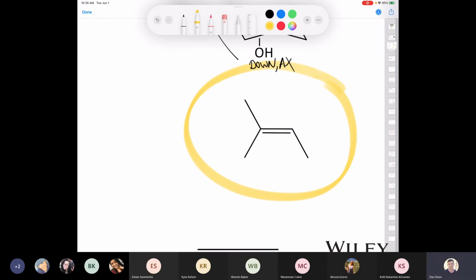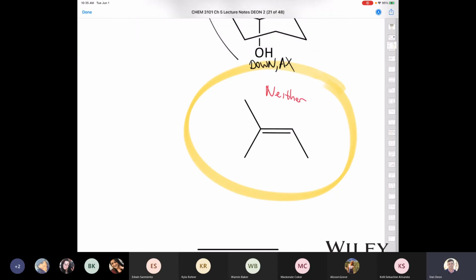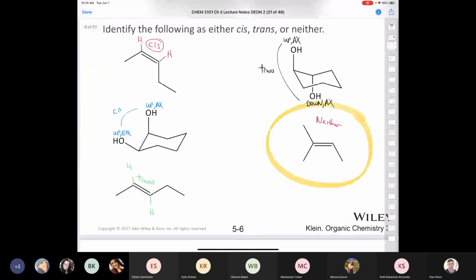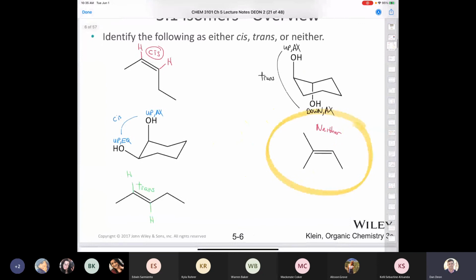Yeah, it's neither. Let me explain why it's neither. So the answer is neither in this case. In order for something to be cis or trans, and that's an alkene, you've got to have two groups that are identical on the same side.